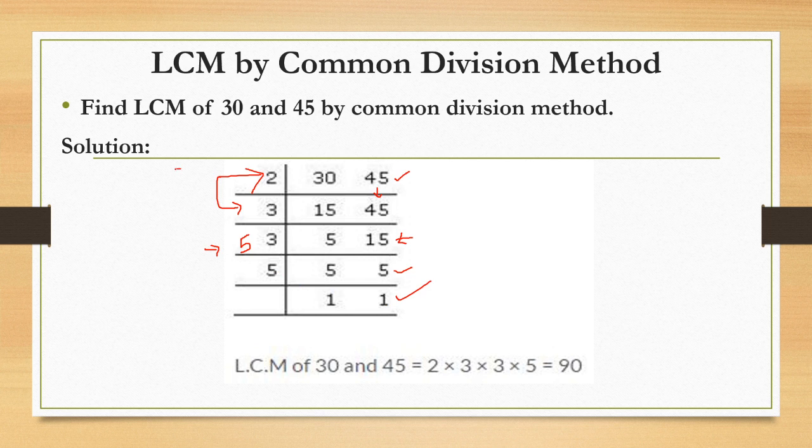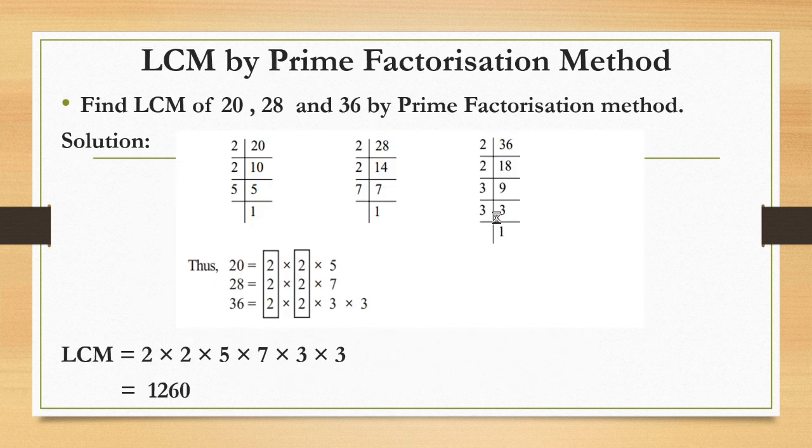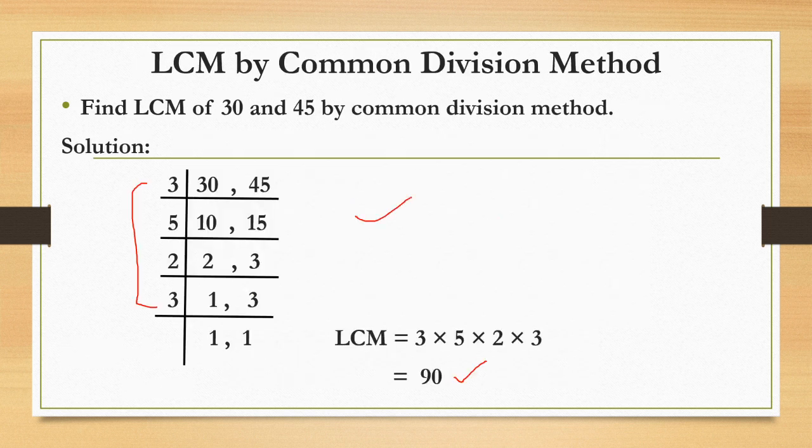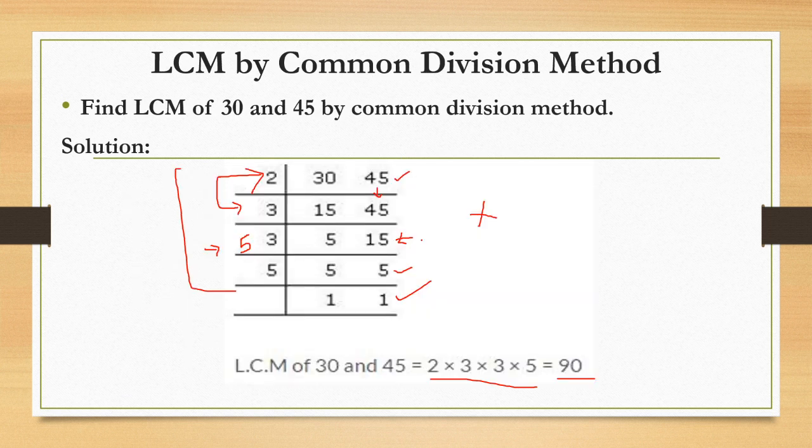Now what you have to do, you have to multiply all these numbers. After multiplication we got 90. But I said to you, don't use this method. You have to use this method only for division, finding LCM by common division method. Do not use this method, as this is in our syllabus, so I have told you, but I told you do not prefer this method. You will make some mistakes in this method.